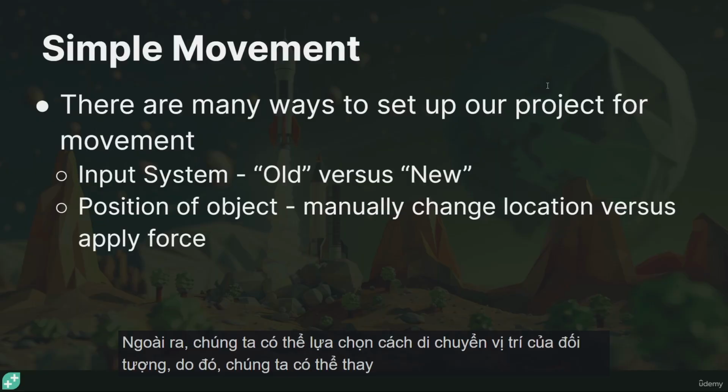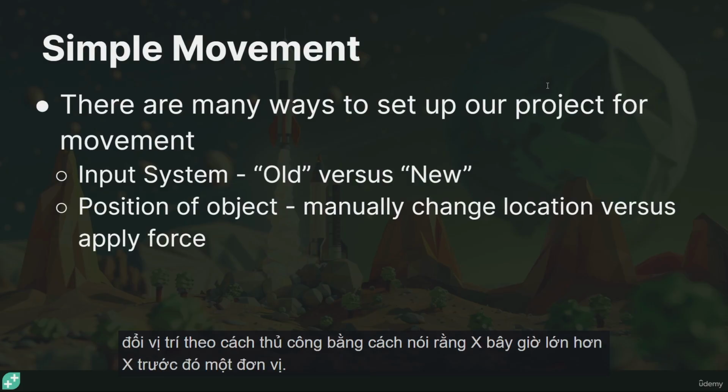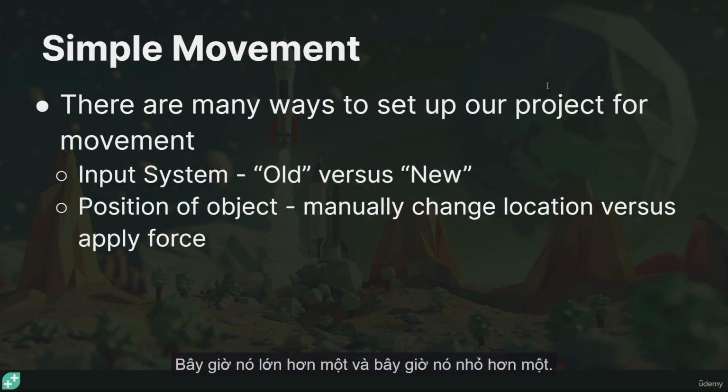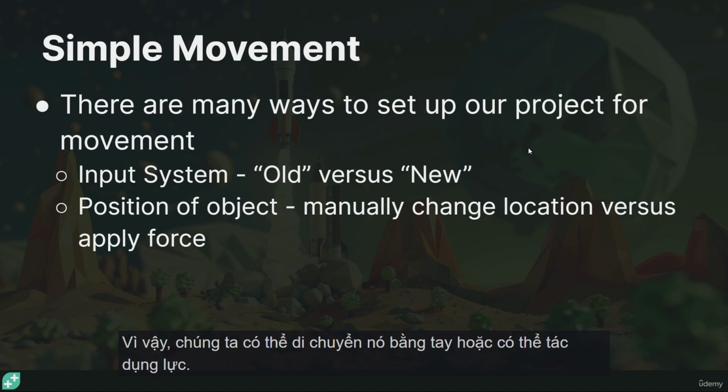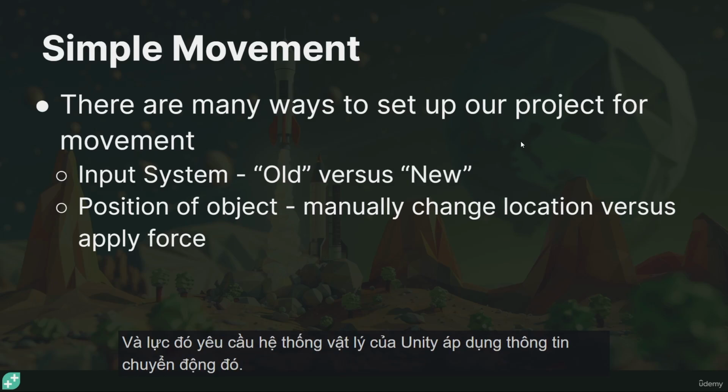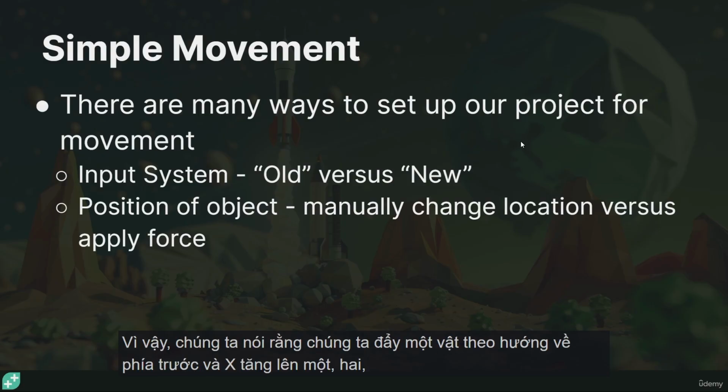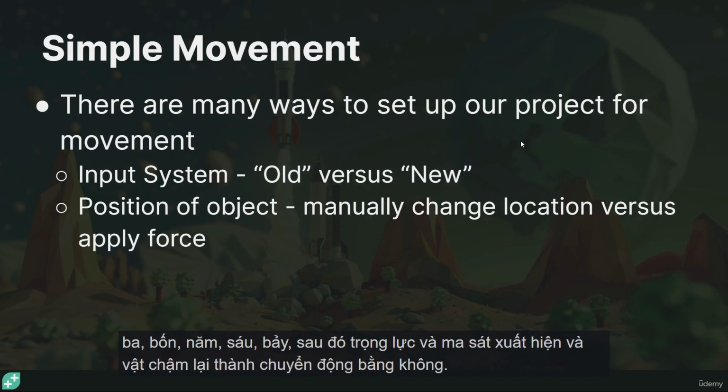And also, we've got a choice in terms of how we move the position of our object. We can manually change the location by saying X is now 1 greater than it was, now it's 1 greater than it was, now it's 1 less than it was. So we can manually move it, or we can apply a force, and that force asks Unity's physics system to then apply that movement information. So we give an object a shove in a forward direction, and X goes up 1, 2, 3, 4, 5, 6, 7, and then gravity and friction kick in and it slows back down to 0 movement.